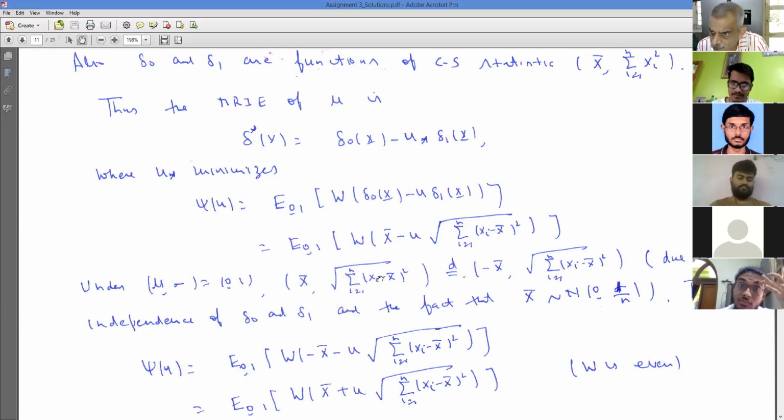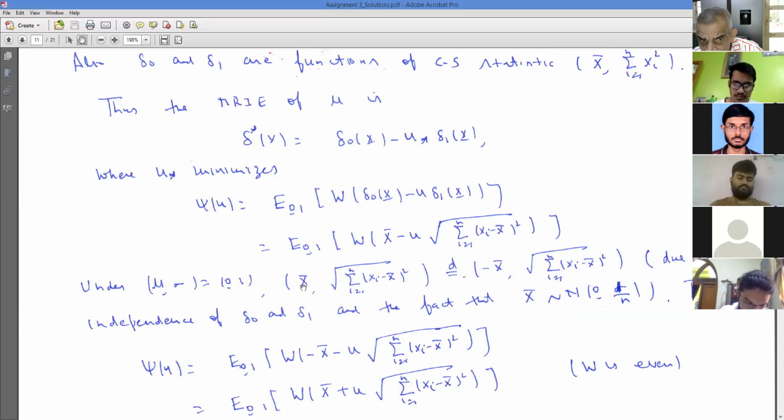Into distribution of this. But if x bar and this are independent, then minus x bar and this are also independent. So that means the marginal of minus x bar and the marginal of this would be the same as the joint distribution of minus x bar and this. So x bar and the square root of summation xi minus x bar has the same distribution as minus x bar and the square root of summation xi minus x bar. Note that here the independence of the two has played an important role.